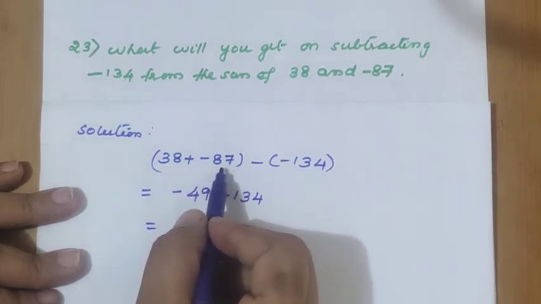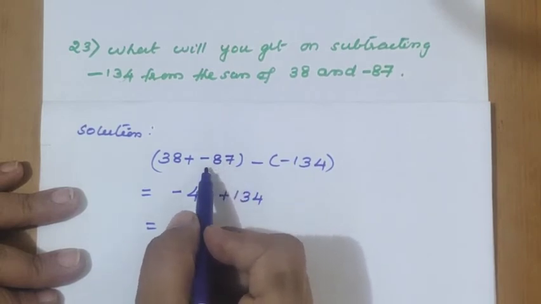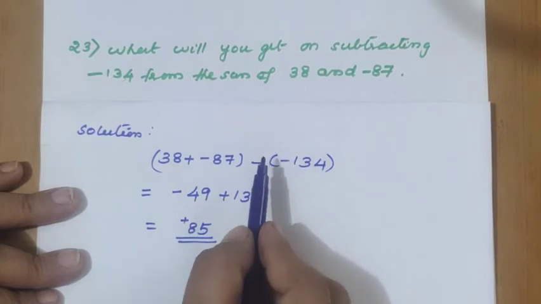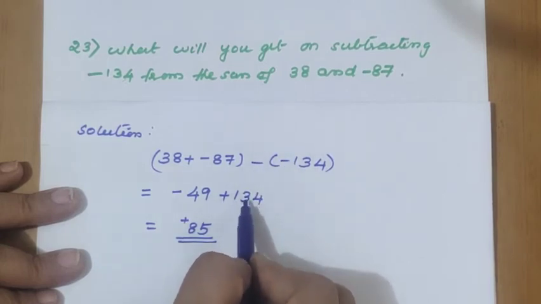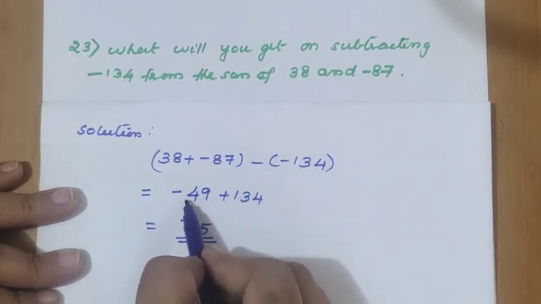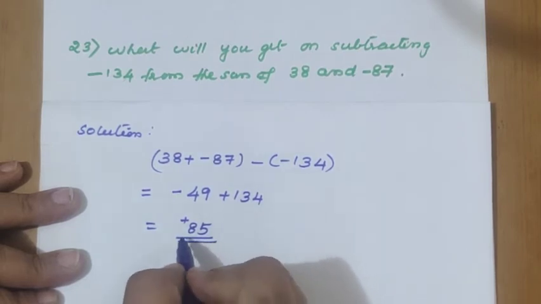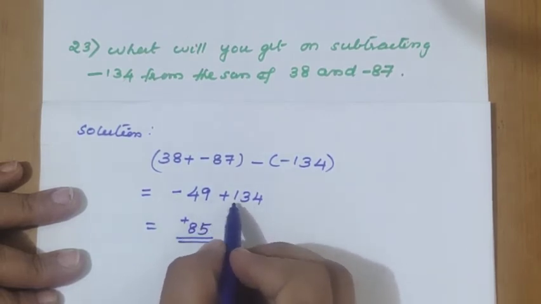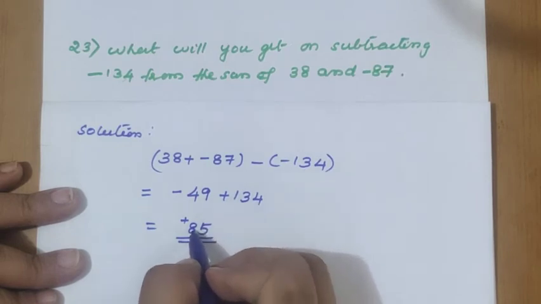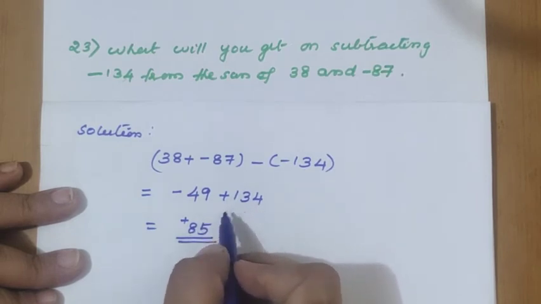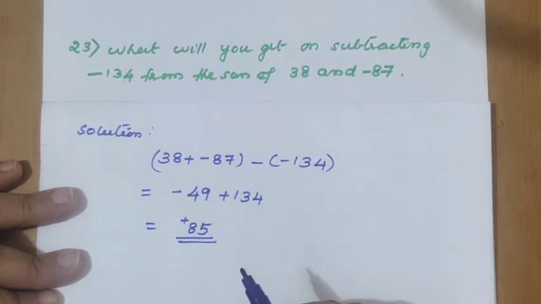So 38 and minus 87, the answer is minus 49, because one is positive, another is negative. So take the difference and give the greater number's sign. Which is the greater number? Minus 87 is the greater number. So the answer is minus 49. Now minus into minus, so plus 134. Again one is negative, another is positive. What must we do? Take the difference and give the greater number's sign. So 49 and 134 difference is 85, and the greater number's sign is plus. So our answer is plus 85.